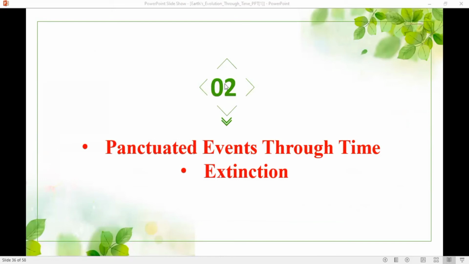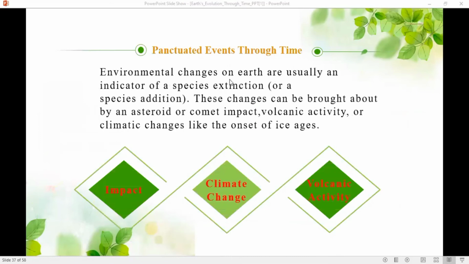For the second topic, we will talk about the events through time and their extinction. There is evidence that changes in life forms, including additions and extinctions over Earth's history, are frequently accompanied by changes in Earth's environmental circumstances. Environmental conditions can change quickly and dramatically as a result of impacts, climate change, and volcanism. Many organisms are unable to adjust to these abrupt and quick changes, resulting in their extinction. Mass extinctions occur when these disasters are worldwide in scope.